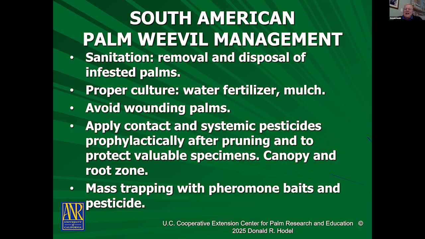So apply contact and systemic pesticides prophylactically after pruning and to protect valuable specimens. This means spraying the canopy and the root zone with a systemic material that can be taken up inside the palm. And then mass trapping with pheromone baits that contain a pesticide. We have to get ahead of this pest. If we wait till it's on the tree and doing damage, it's probably too late.